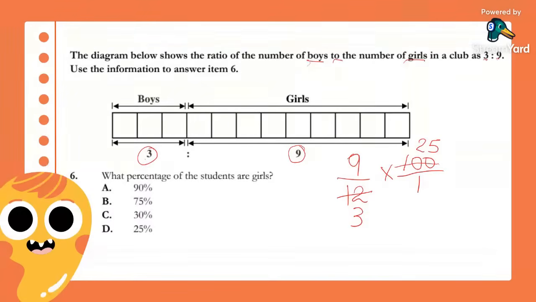We can still reduce 9 over 3. So we can say 3 divided by 3 goes 1. 9 divided by 3 goes 3. And here we now have 3 times 25. And persons have already explained in the chat that 3 times 25 is equal to 75. And therefore, the percentage of students that are girls is 75%. Good job, guys. Good job. Awesome work.